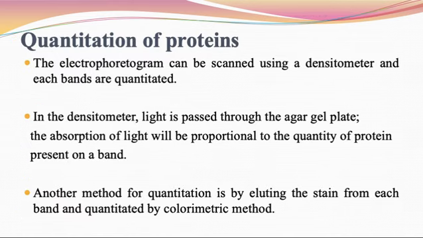Next, coming to the quantitation of proteins. The electrophoretogram can be scanned using a densitometer and each band is quantitated. In the densitometer, light is passed through the agarose gel plate. The absorption of light will be proportional to the quantity of protein present in the band. Another method for quantitation is by eluting the stain from each band and quantitating it by colorimetric method.